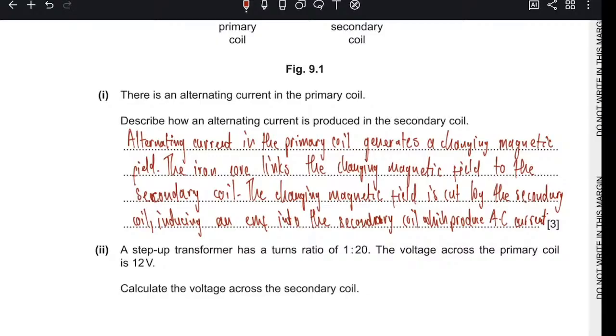Now here they start telling us about the turns ratio. This is something which I explained to you many times. When you are given this very important thing, let me write it like this.